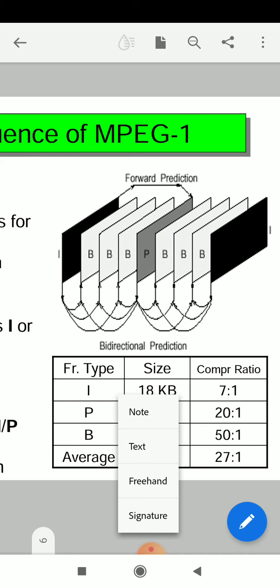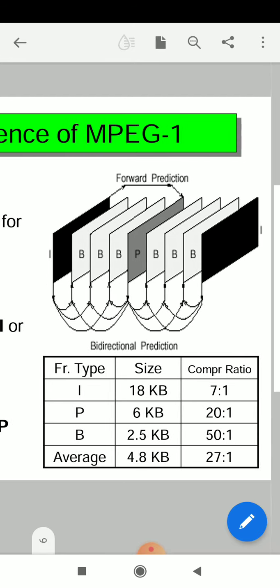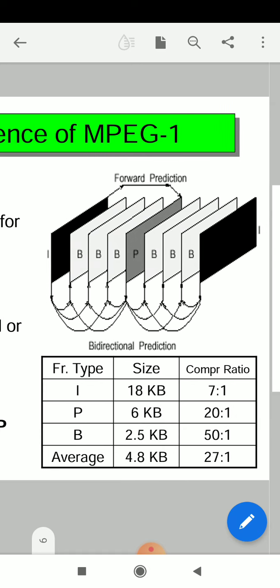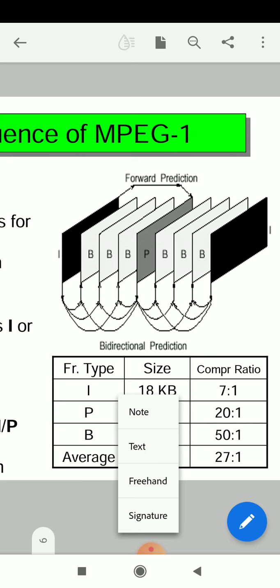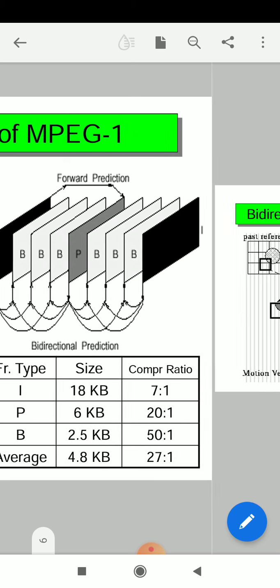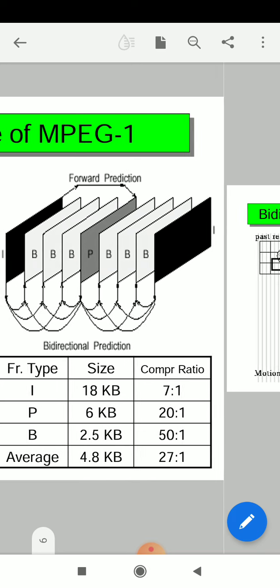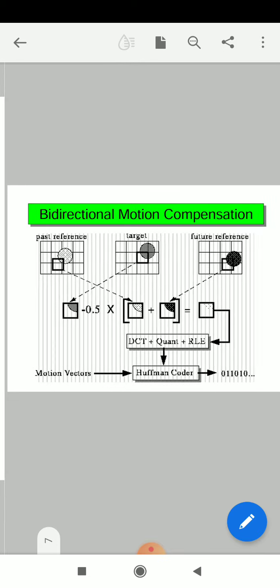Here are the compression rates. For frame type I, the size is 18 KB and the compression ratio is 7:1. For P frames the size is 6 KB and the compression ratio is 20:1. For B frames the compression ratio is 50:1. So finally we get an average of 27:1.